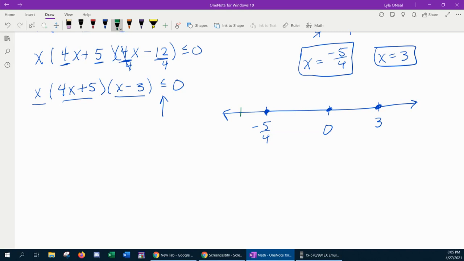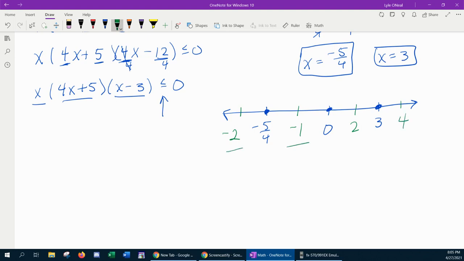So I need a test point that is less than -5/4. I'm going to pick -2. Now, it doesn't matter what you pick as long as it is less than -5/4. Then I need a test point that is between -5/4 and 0. I'm going to pick -1. A test point between 0 and 3, I'm going to pick 2. And then last but not least, I need a test point that is greater than 3.